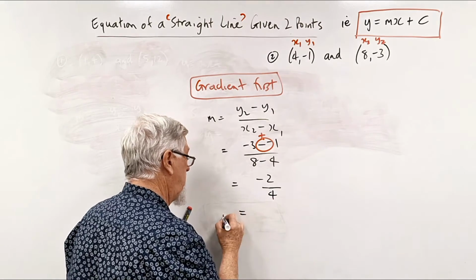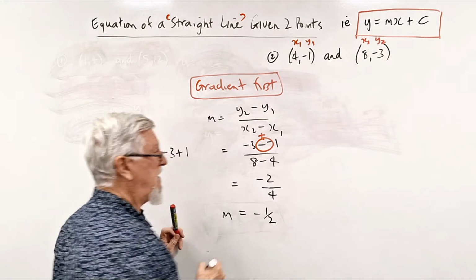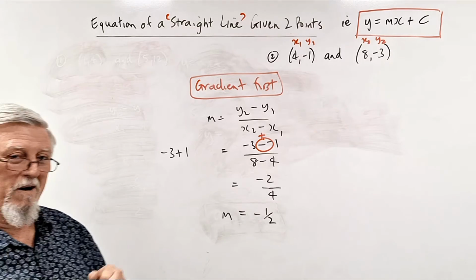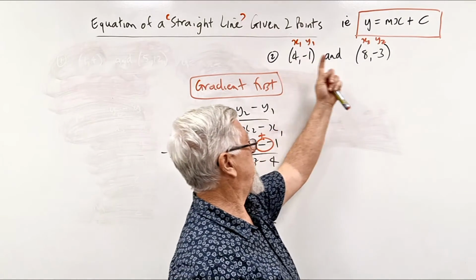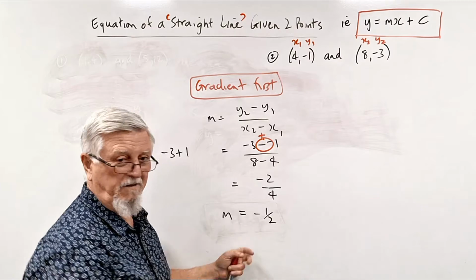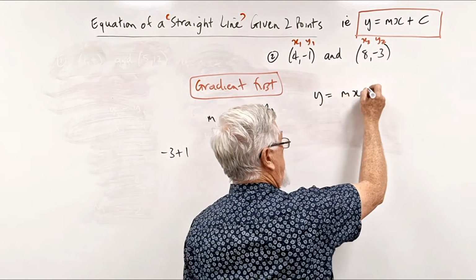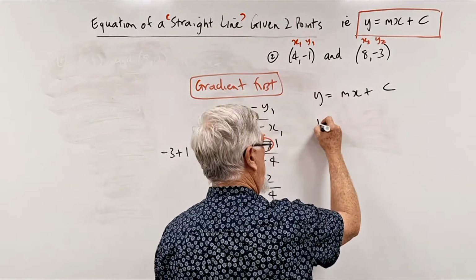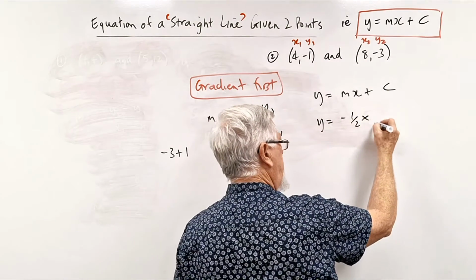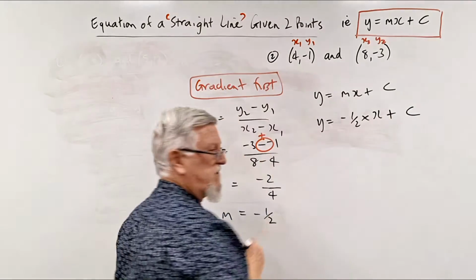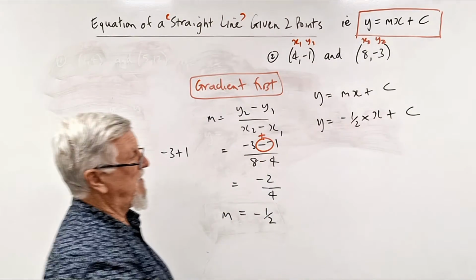And we've got a gradient this time of negative a half. So we've got negatives all over the place. By the way, if we want to make it the worst possible, you get negatives for all four of those and a negative for the gradient as well. So what are we doing? We're back to the simple rule, mx plus c. We now know that m is negative a half. And we're back to substitution. Which one looks easier, 4 minus 1 or 8 minus 3?